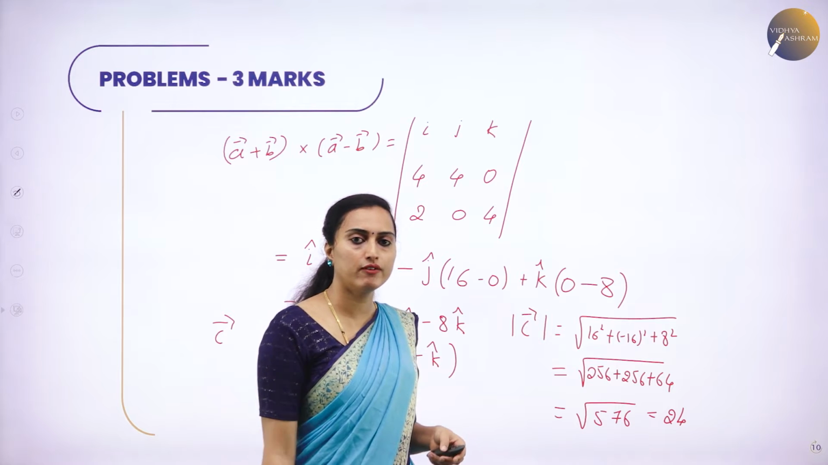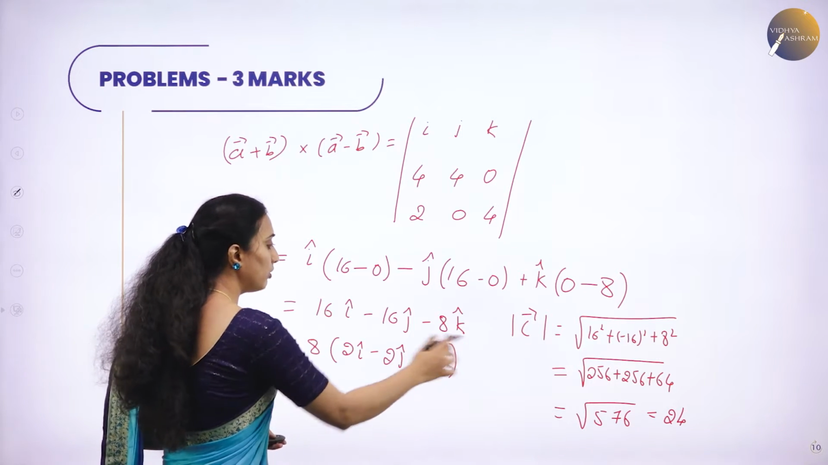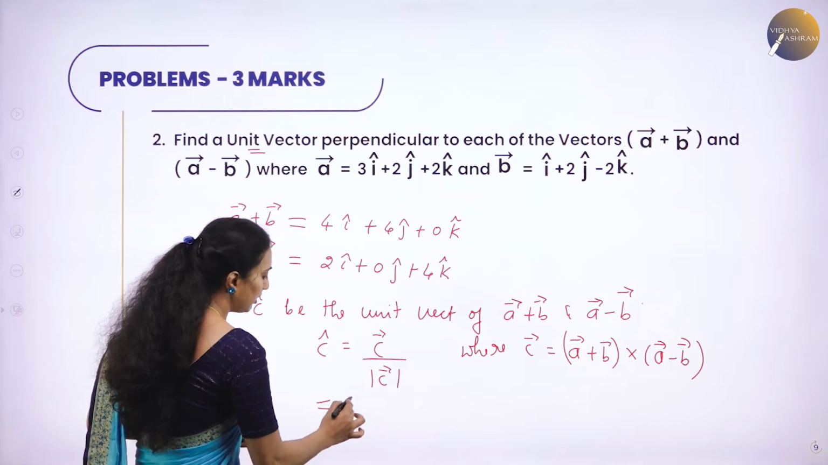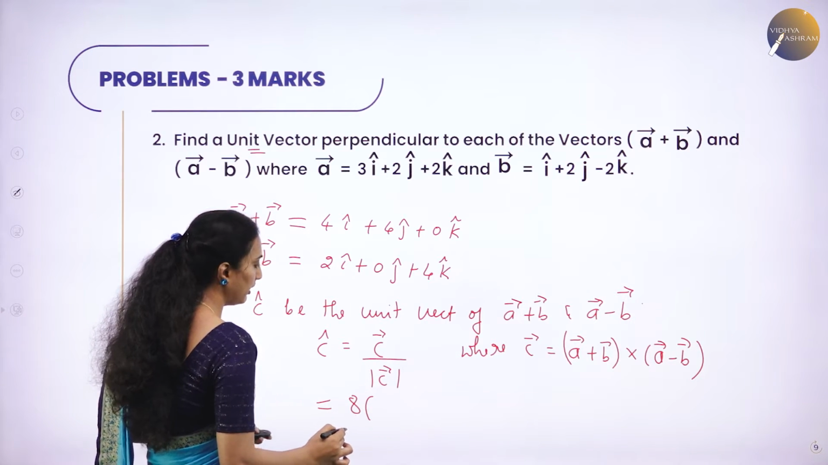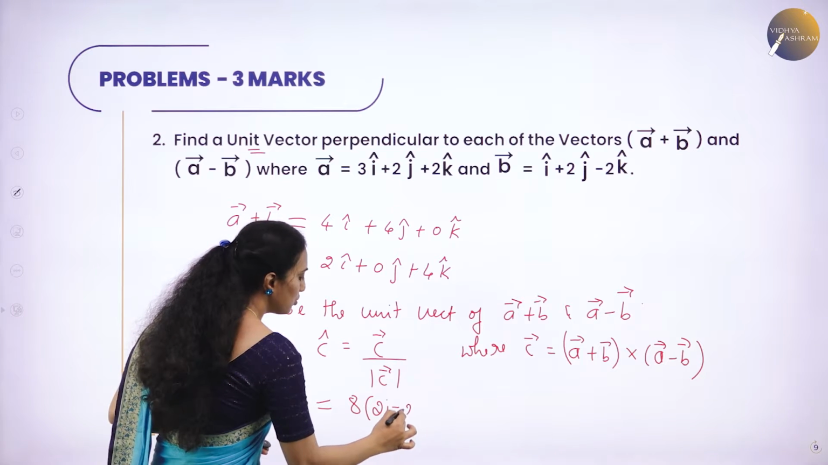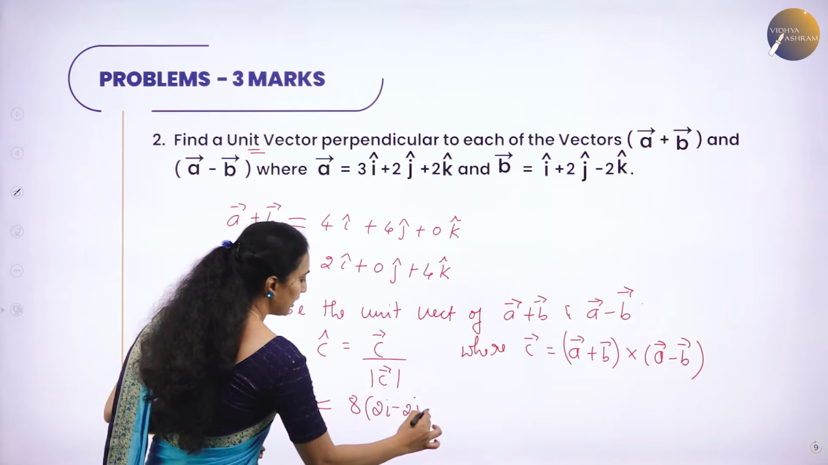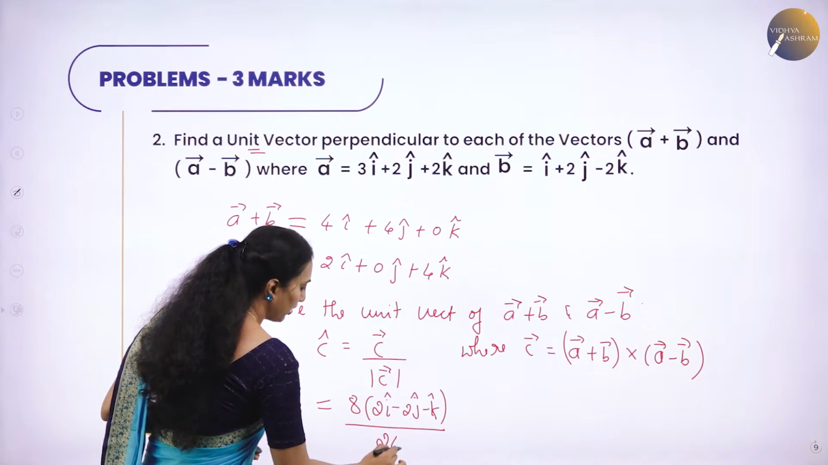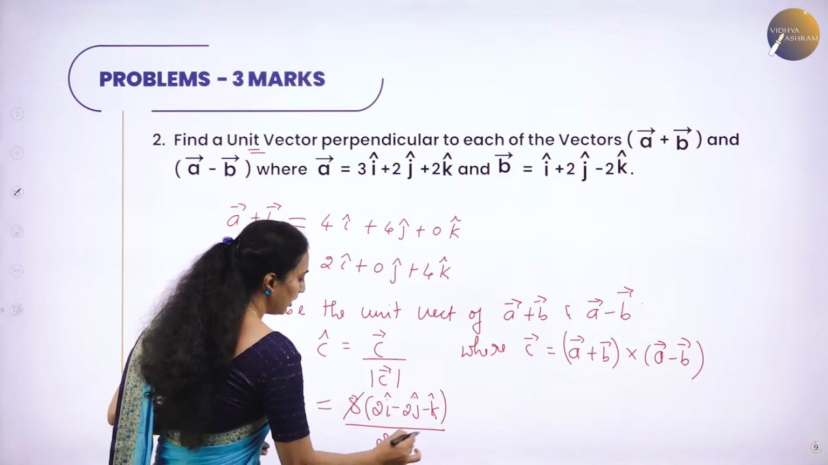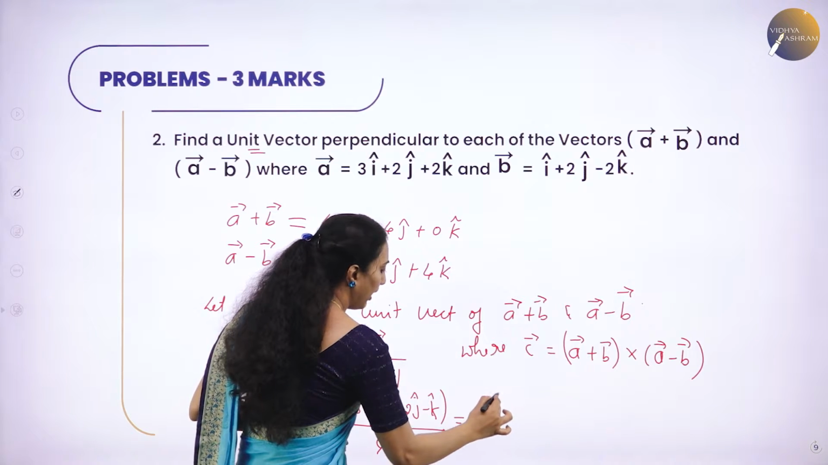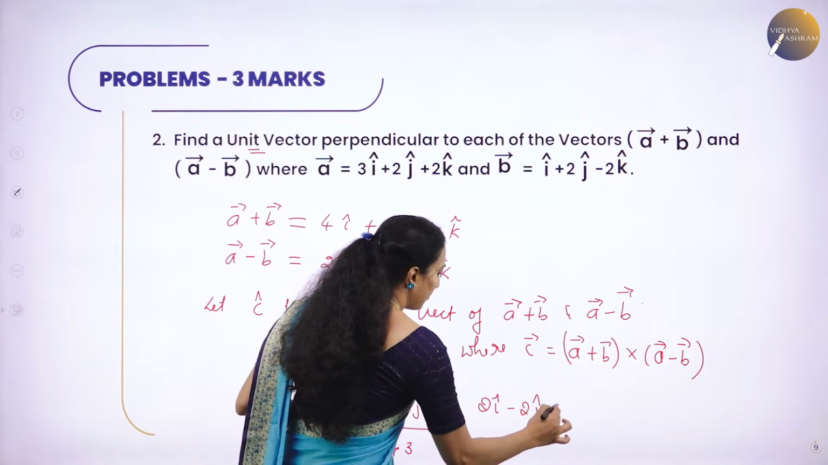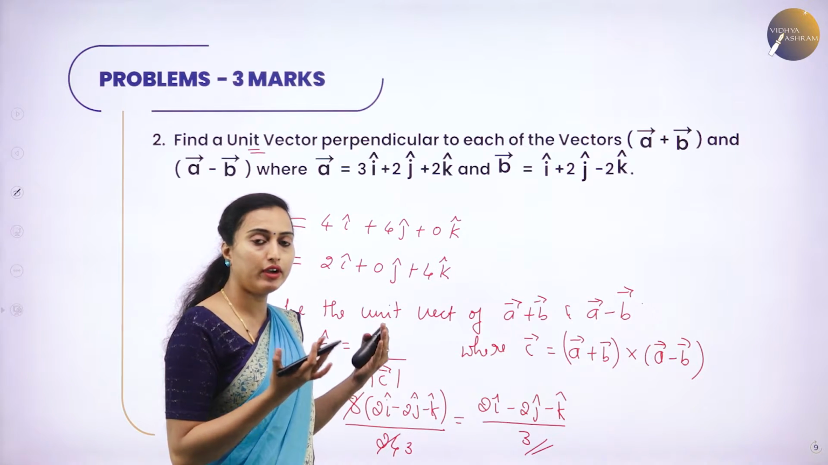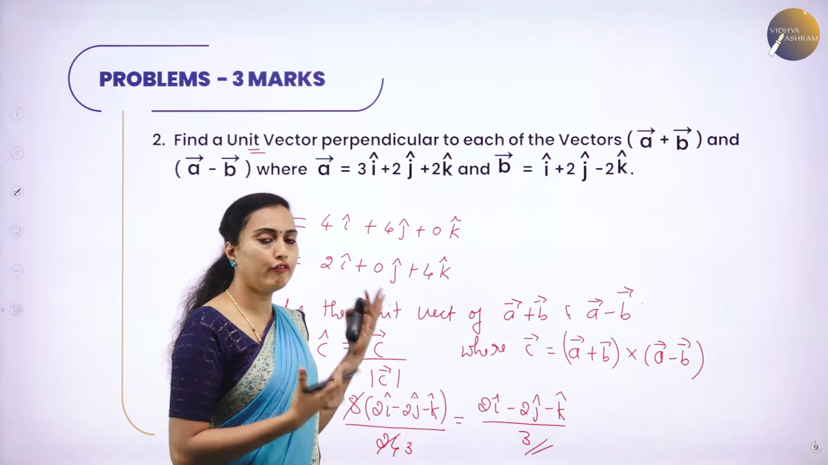24 into 24 gives you 576. Now substituting this here, you are going to get the magnitude of C vector. We have taken 8 as a common factor and are writing 2i minus 2j minus k divided by 24. You can cancel this one: 8 ones are 8, 8 threes are 24. So the answer is (2i minus 2j minus k) divided by 3. So that's it. How to find out? By using the method of vector product.